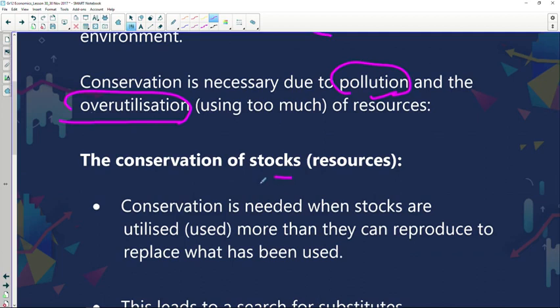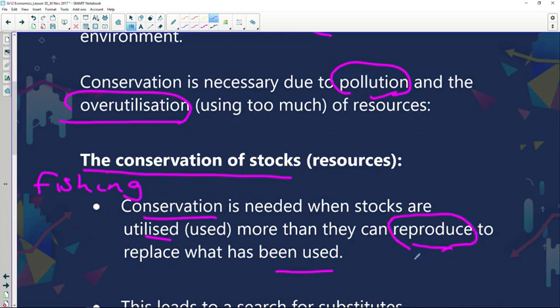So the conservation of stocks or resources. Conservation is needed when stocks are utilized or used more than they can be reproduced to replace what has been used. So for example, that's when we look at the fishing industry. So the fishing needs to be regulated in a way that it's okay to fish for certain species, but you also have to give it time for the reproduction to actually happen. So the stock must actually pick up before you go back and utilize those stocks.